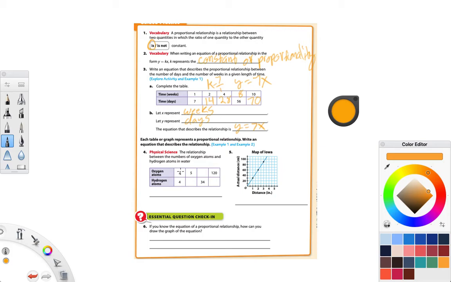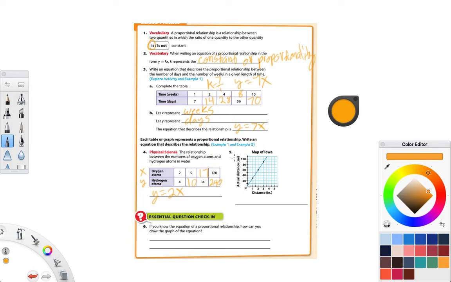In this table, 2 becomes 4, so that's multiplied by 2. So 5 would become 10. 34 divided by 2 to get up here is 17. And 120 times 2 is 240. Then our equation is just y equals 2x, because 4 is our y, 2 is our x, and 4 divided by 2 is 2. So y equals 2 times x.